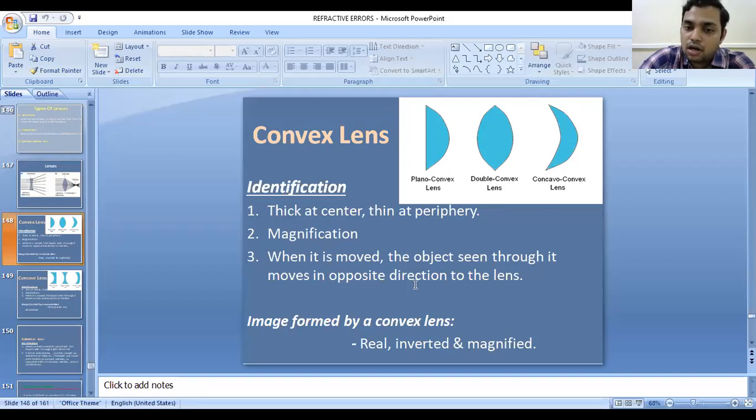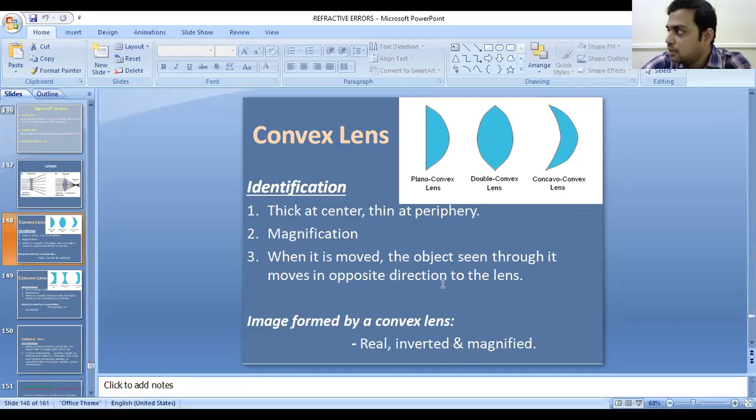In the case of a convex lens, when we see through it, a magnification of the object is seen, and when the lens is moved, the object seen through it moves in the opposite direction to the lens. So if you see the object through the convex lens, magnification is seen, and if we move the lens, a movement of the object opposite to the movement of the lens is seen. This is how you identify the convex lens. Here the image formed is real, inverted and magnified.